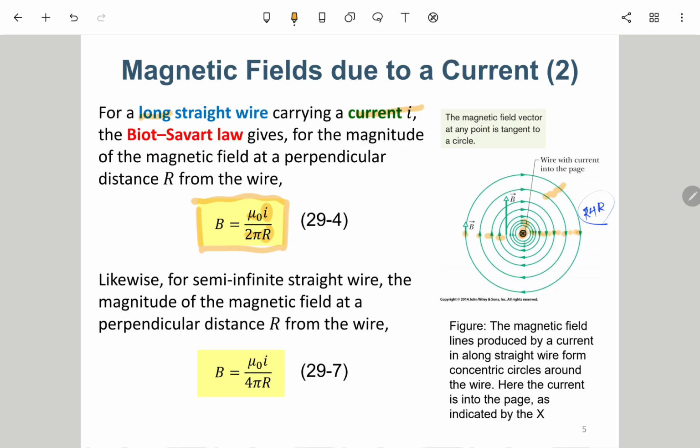For the bottom case, likewise for the semi-infinite straight wire, it either goes from this point to infinitely far away, or from infinitely far away to here. So it's semi-infinite. For the semi-infinite straight wire, the magnitude of the B field is actually half of it. So instead of mu 0 I over 2 pi r, this is mu 0 I over 4 pi r. So only half of it. Of course, we will also prove it later.